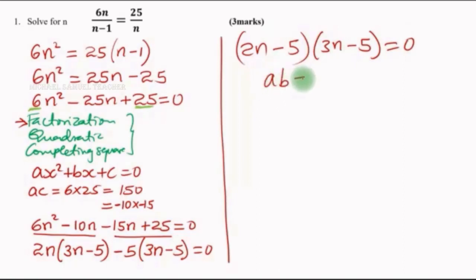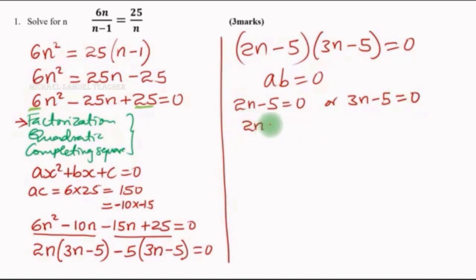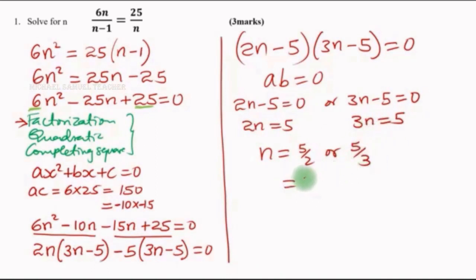So either A times B is equal to 0, either A is 0 or B is 0. So either 2n minus 5 is equal to 0 or 3n minus 5 is equal to 0. Therefore 2n equals 5 and 3n equals 5. Dividing through by 2, n is 5 over 2. The other one is 5 over 3. So this is the same as 2.5, and this is the same as 1 and 2 over 3. And that is the value of n using the factorization method.